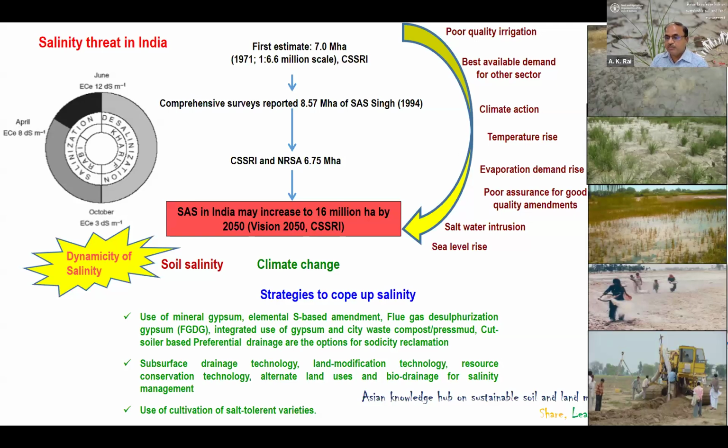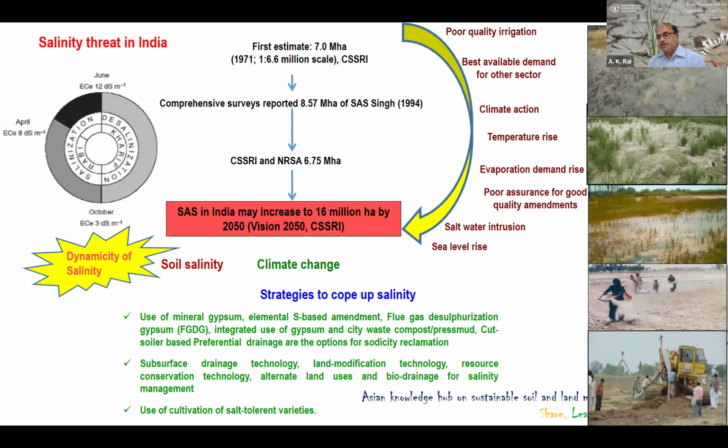And besides, several biological or organic amendments are also being evaluated, so that we can reduce the dependence on mined gypsum. And then subsurface technology and the cut soiler or land modification technology are other systems that we are using to manage this, in integration with salt tolerant varieties, because if you are introducing a salt tolerant variety, the need for reclamation is reduced. So we can economize our reclamation and management by introducing them.